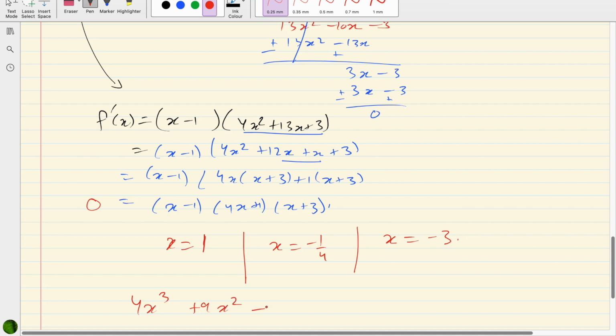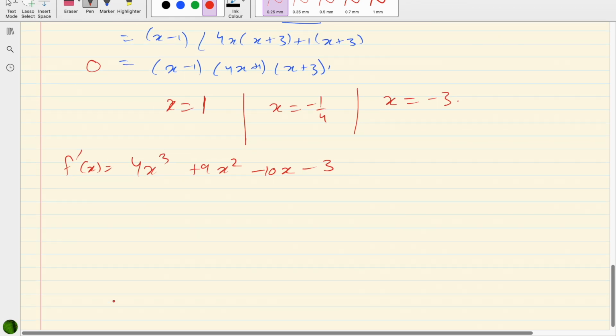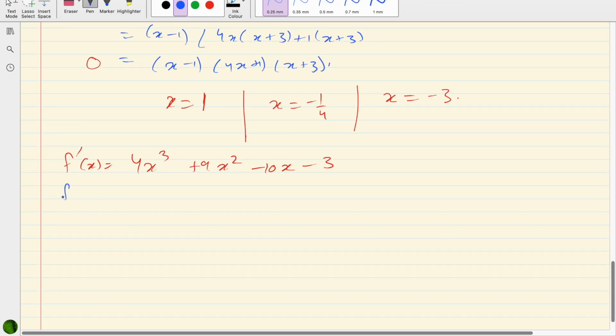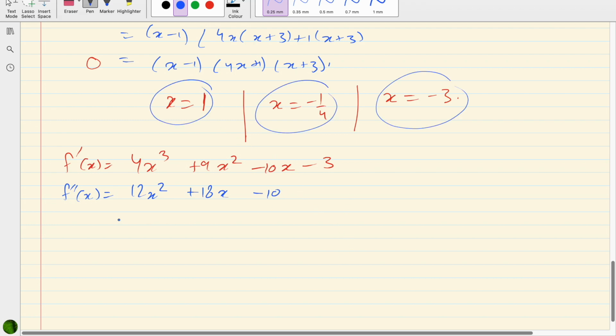9, minus 10 and minus 3. That was f dash x. Now we double derivate it to find the nature. So f double dash x is equal to 4 times 3, that is 12x squared plus 18x minus 10. Now we check them on each of these points individually.